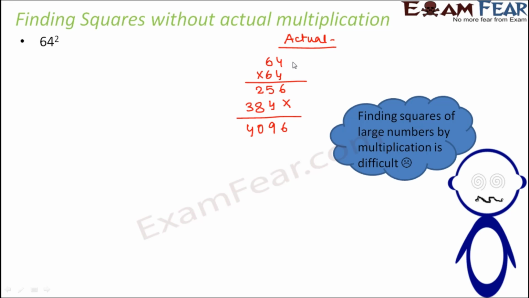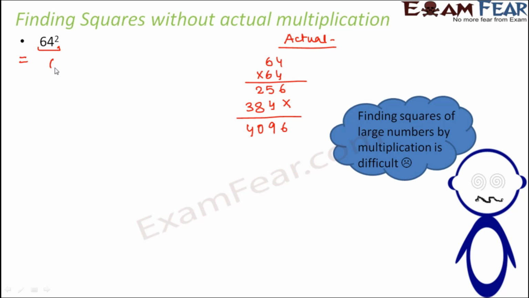Now when your numbers go even bigger, like 64 is one example. If I ask you to find the square of 64, the multiplication is going to be more tedious, so the chances of error are more. To avoid that, we often follow a particular method where we do not do the actual multiplication, but we do something by which the method of calculation becomes a little easier.